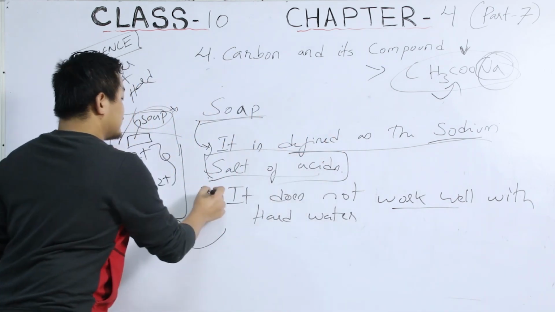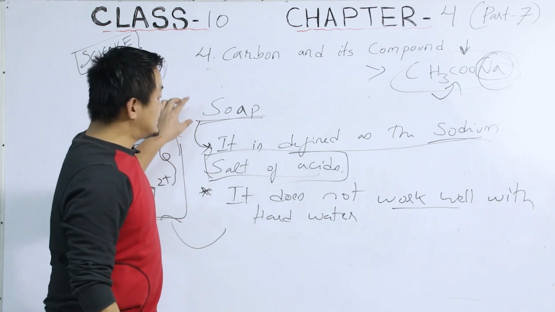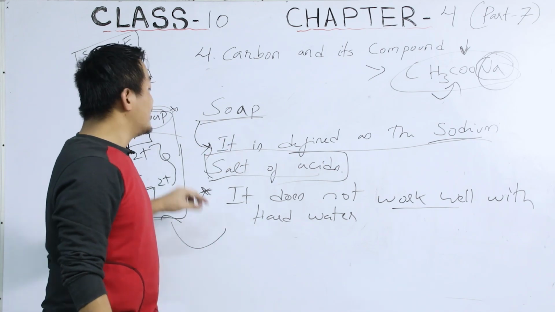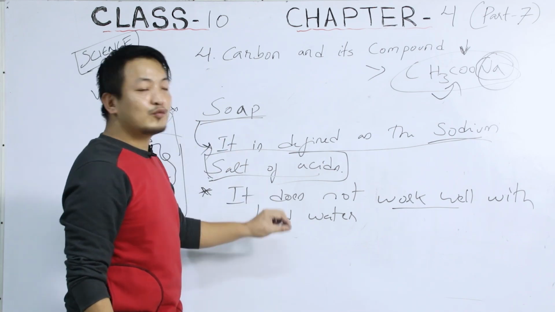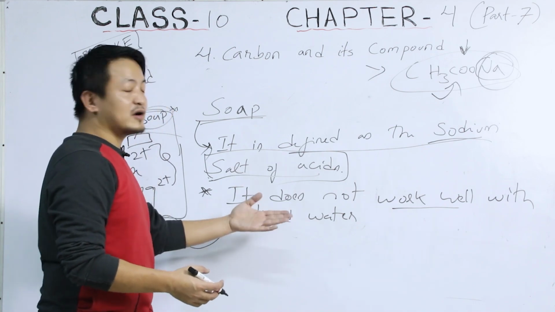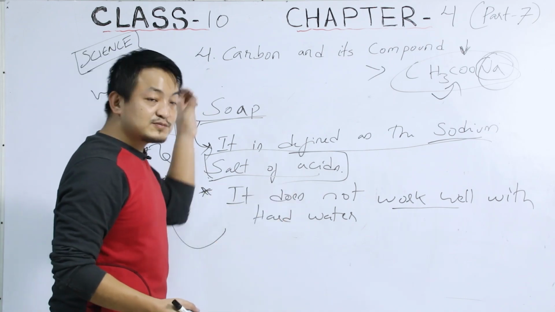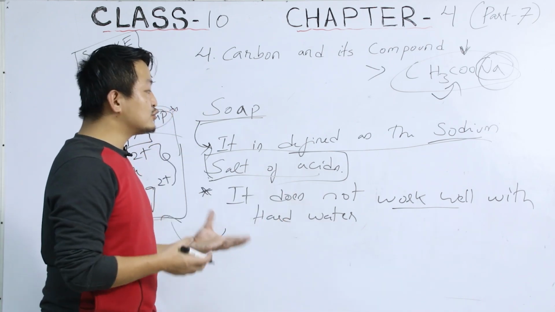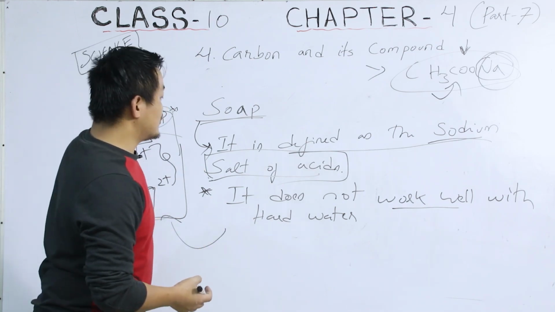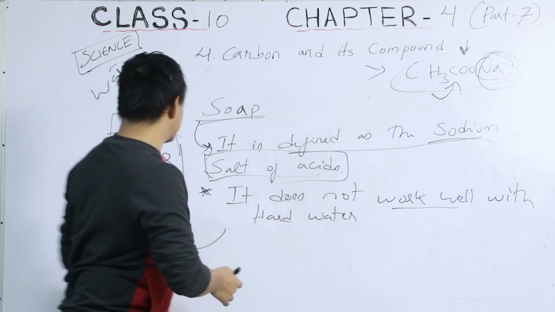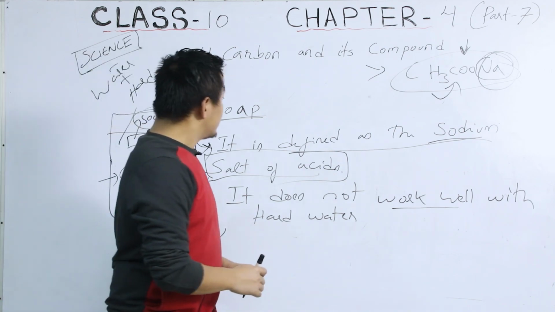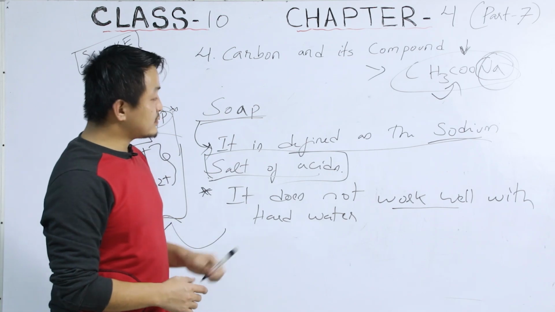Clear? So two important points that you can write under the soap are, first, a definition: it is defined as the sodium salt of acid. And second, you write that it does not work well with hard water, because it does not dissolve well. You can try this: in water, just put the soap and see whether it will dissolve well or not. If it does not dissolve well, then that shows that there are ions present in the water, such as calcium and magnesium. So that was about the soap.